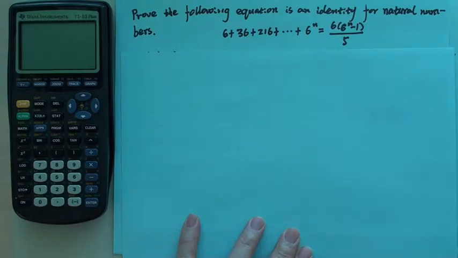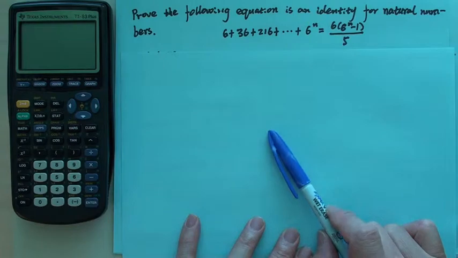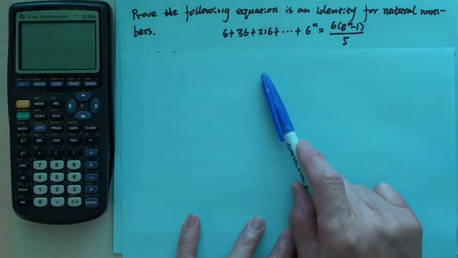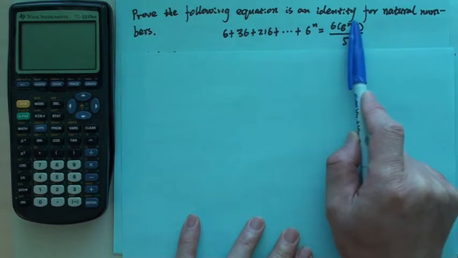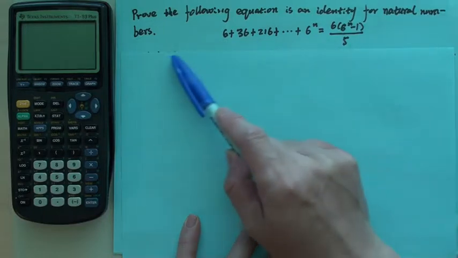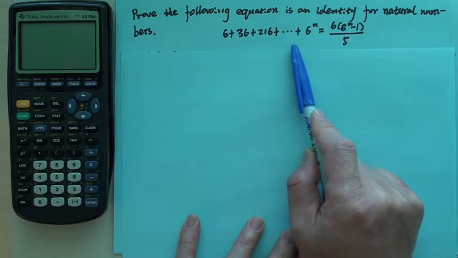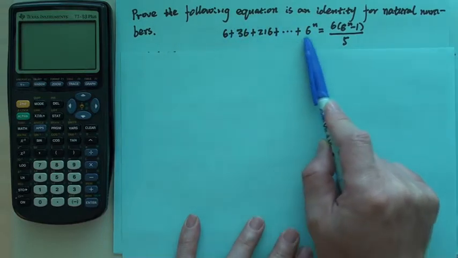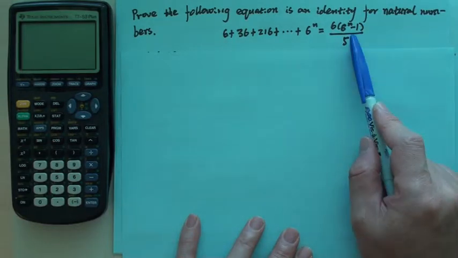In this lecture, let's look at mathematical induction to prove some identities here. The first one is to prove the following equation is an identity for all natural numbers. Basically, we want to prove the left-hand side equals the right-hand side for all n.